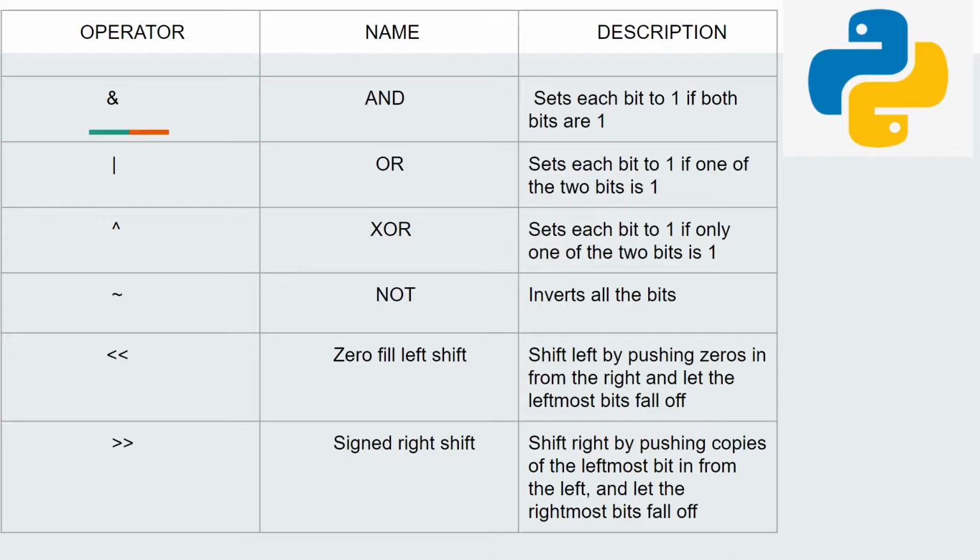Next we have the zero fill left shift. It shifts left by pushing zeros in from the right and letting the leftmost bits fall off. So here it shifts the value to the left. The next we have the signed right shift. It shifts right by pushing copies of the leftmost bit in from the left. So it pushes off the bits from the right and only considers the values from the left.